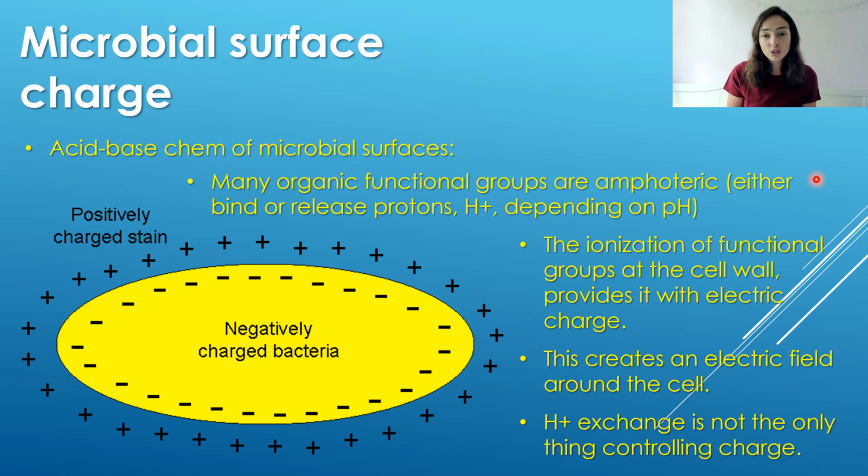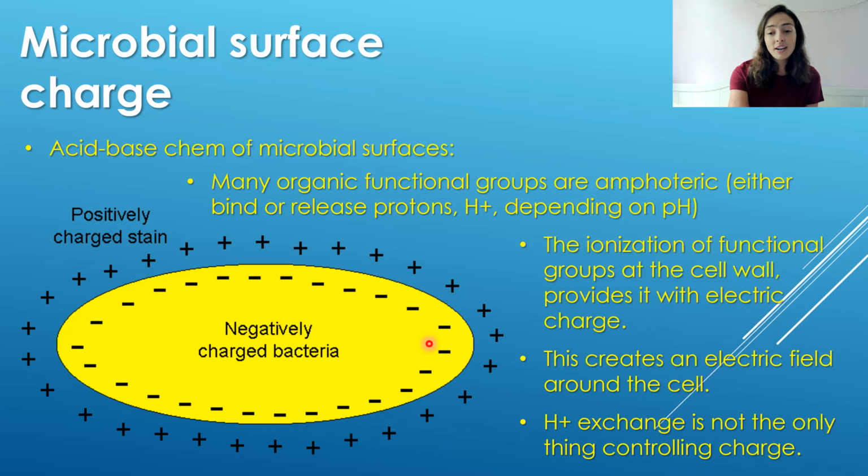Ionization of these functional groups, which just means the binding or releasing of these hydrogen ions, is ionization because when they release or bind protons, they're changing their charge and they're going to become either plus or minus some number depending on how many protons they release or bind. And when this ionization of these functional groups happens at the cell wall, it provides the cell with an electric charge. And this creates an electric field around the cell as shown in this figure.